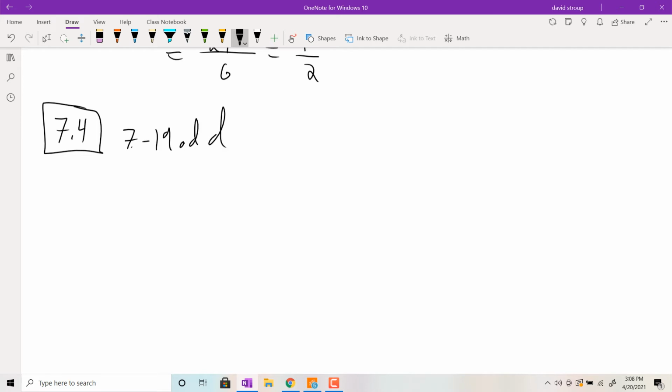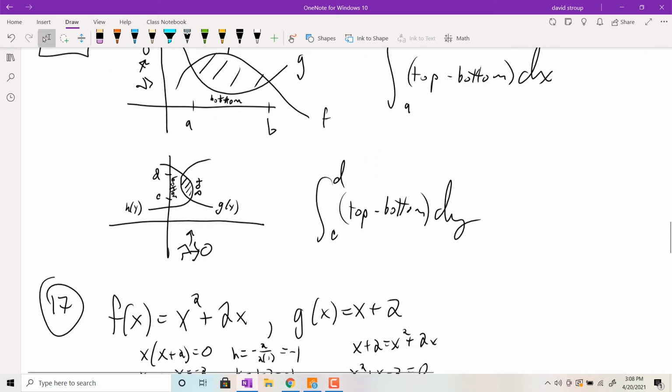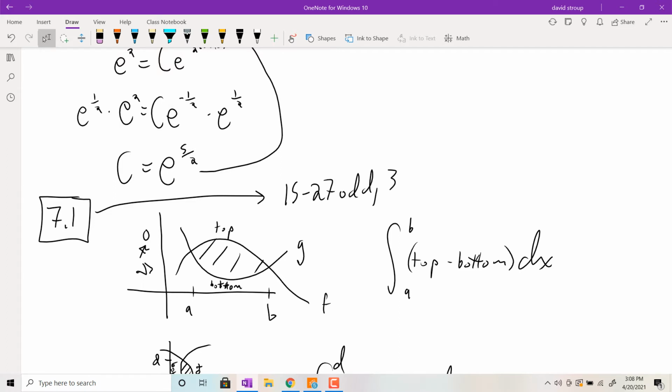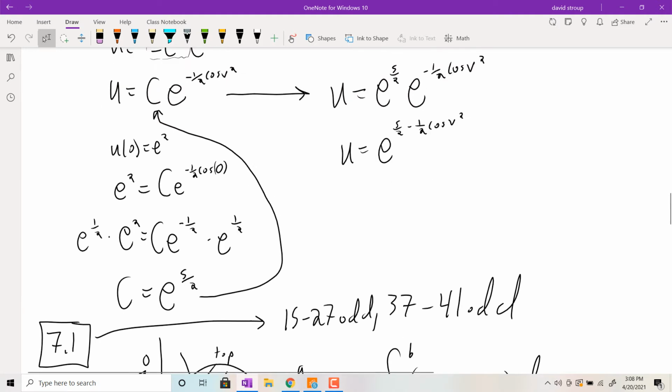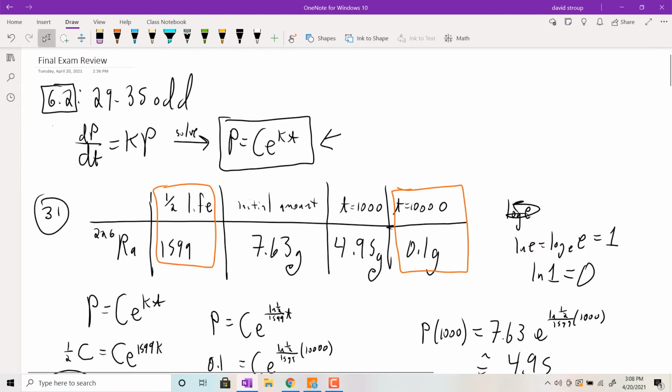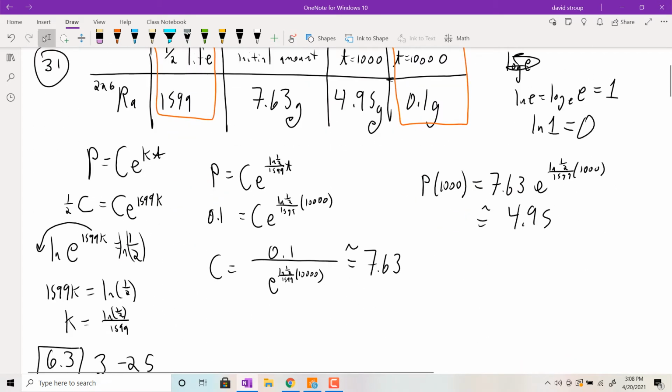Did I give you a question poll for 7.1? No, I didn't. So for 7.1, I'm thinking problems like 15 to 27 odd, and then 37 to 41 odd. I'll give you a question poll for these. 6.3, 3 to 25, 6.2, yeah.